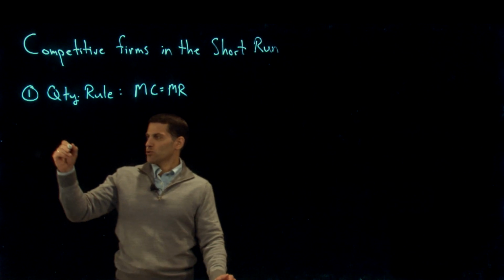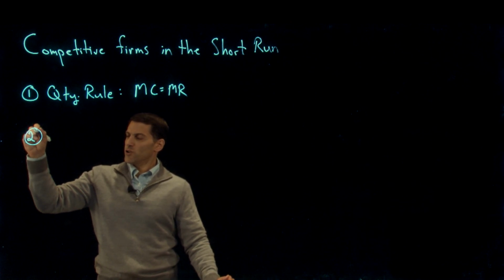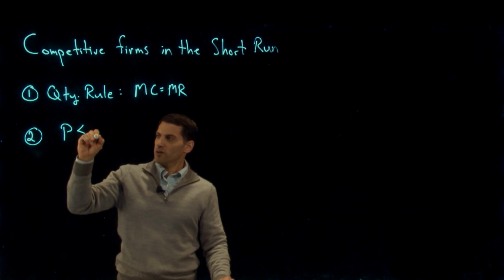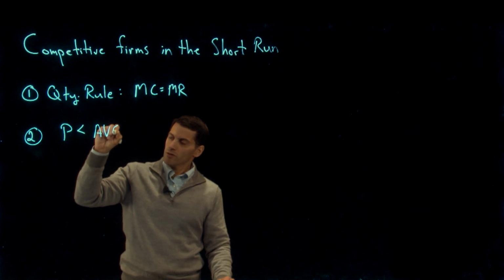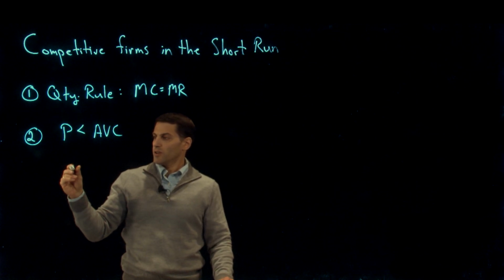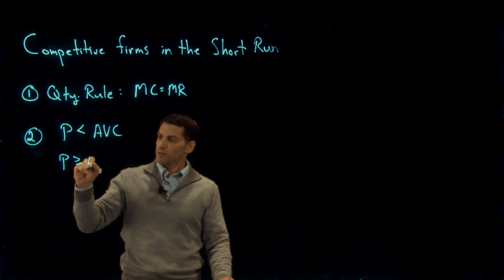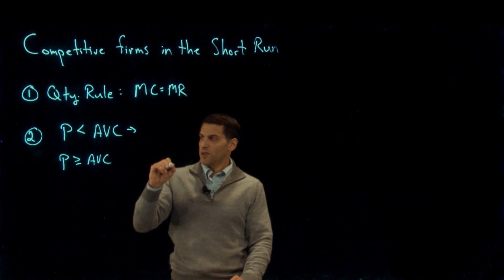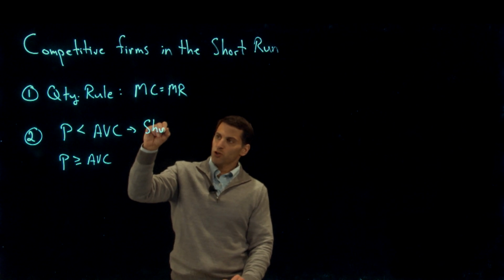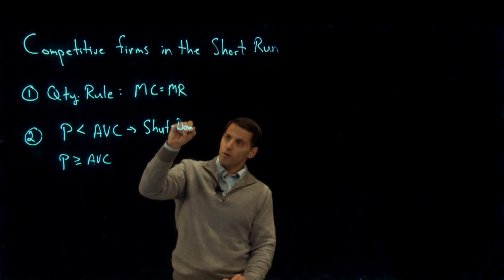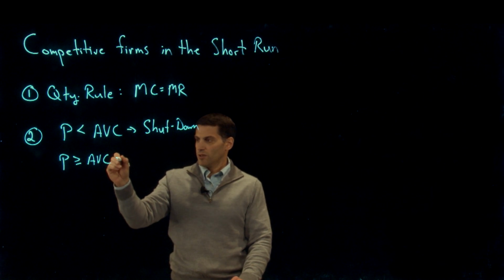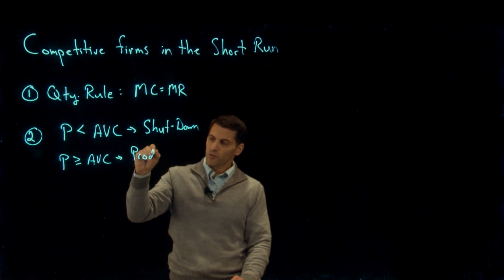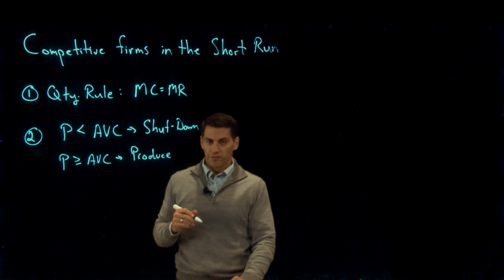Okay? Now, in the short run, what we're going to show is that firms should produce so long as the price in the market is at least as high as average variable cost. So if price is less than average variable cost, we say that in the short run, the firm should shut down. If the price is at least as great as average variable cost, the firm should produce. So, why is this the case?